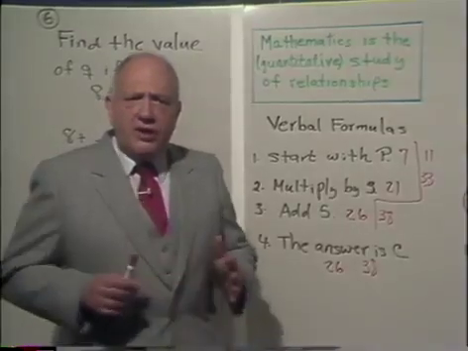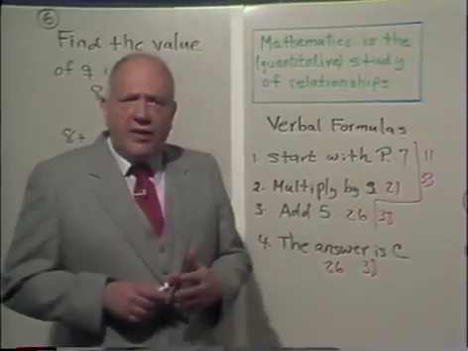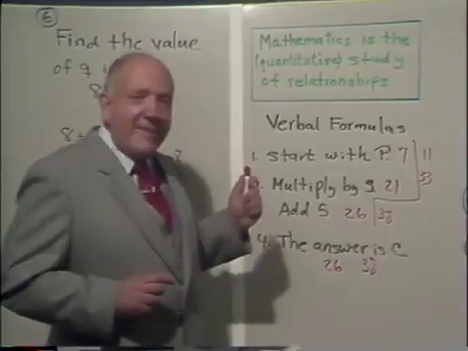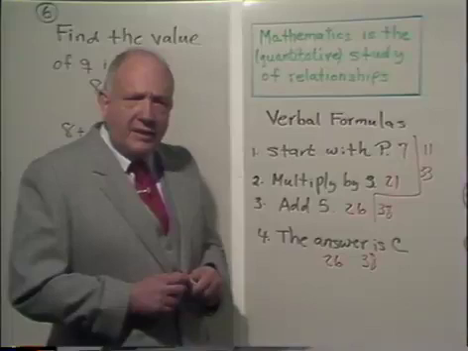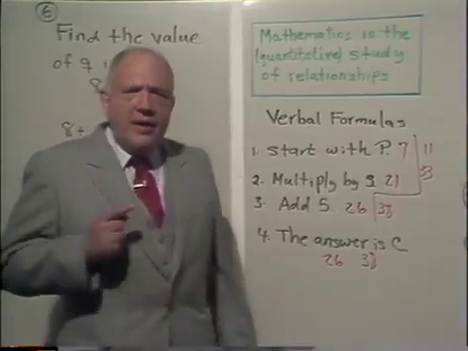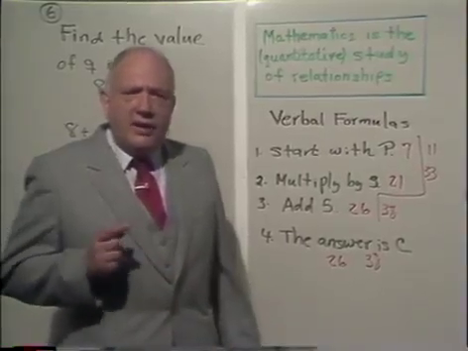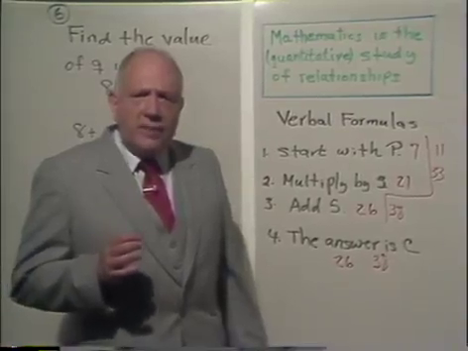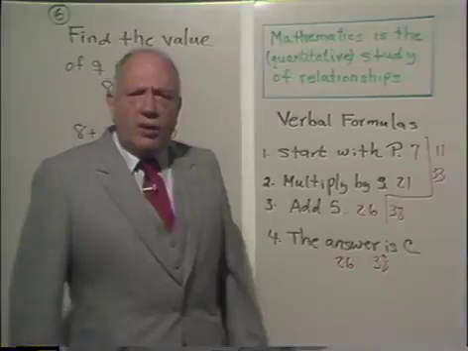Let's suppose you're ordering cheese from a cheese catalog, and the catalog says something like this: $3 a pound plus $5 for shipping and handling. Suppose you wanted to buy 7 pounds of cheese. How do you figure out what it's going to cost you?